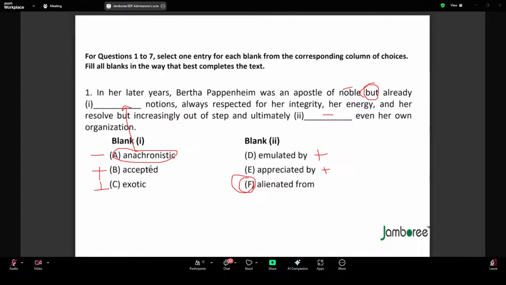Exotic is also positive. Once you go overseas, some people might actually call you exotic. It means alien in a good way, not in a bad way, and charming as well. Exotic, something different. Anachronistic, belonging to a different time.